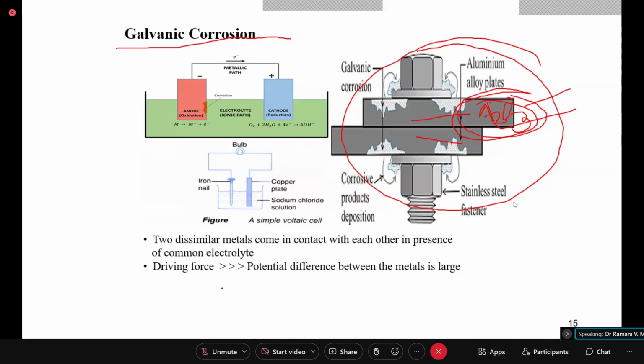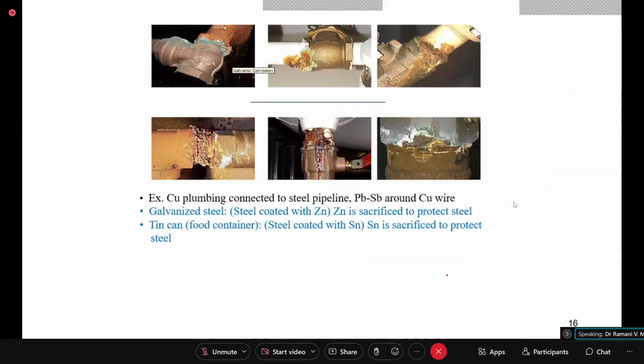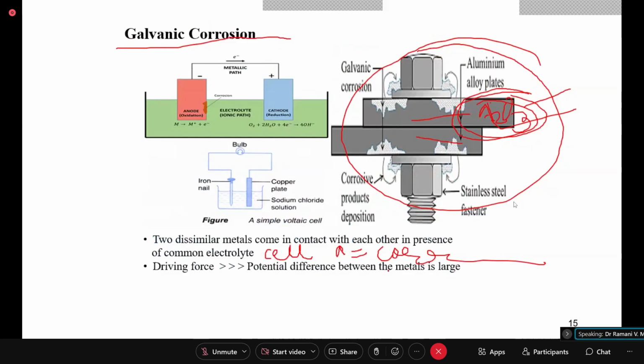So when two dissimilar metals come in contact with each other in the presence of a common electrolyte, a cell is set up. Once the cell is set up with anodic and cathodic areas, we know it is the anode where corrosion will take place. The driving force depends on the potential difference between the metals. If the potential difference is large, the driving force is large. If the potential difference is less, then the driving force is less.